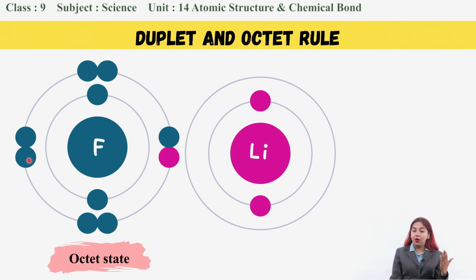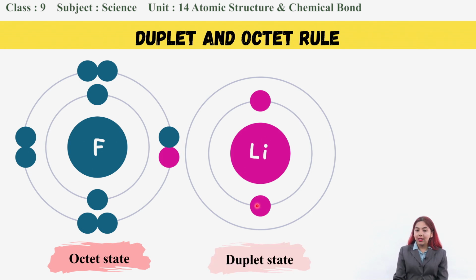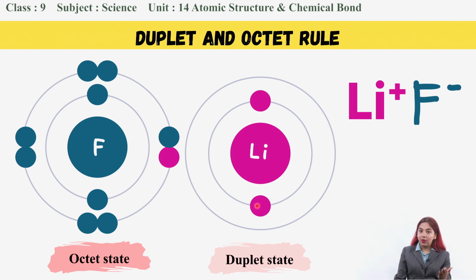Hence it reaches an octet state, while lithium has 2 electrons. Now this inner shell is the outermost shell of lithium and it possesses 2 electrons. So lithium reaches the stable duplet state. Lithium donates 1 electron, becoming electropositive, and fluorine receives 1 electron from lithium, becoming electronegative.